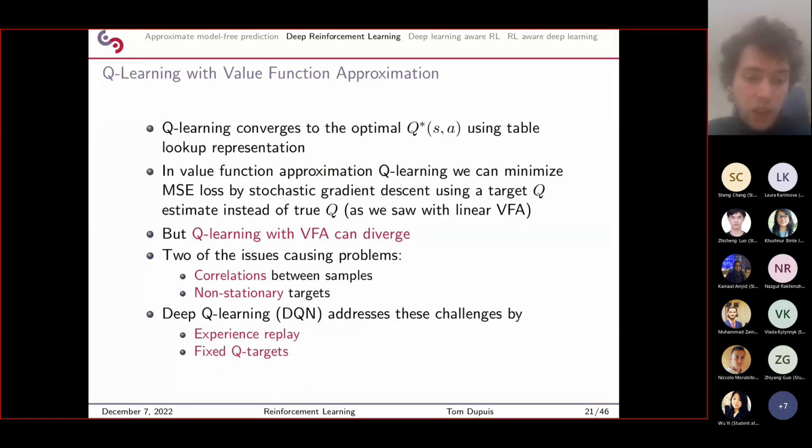Fixed Q targets. There was the problem of these non-stationary targets. Well, a very simple fix: you make it so that it's stationary, at least temporarily. And we will talk about what they did just after, actually.